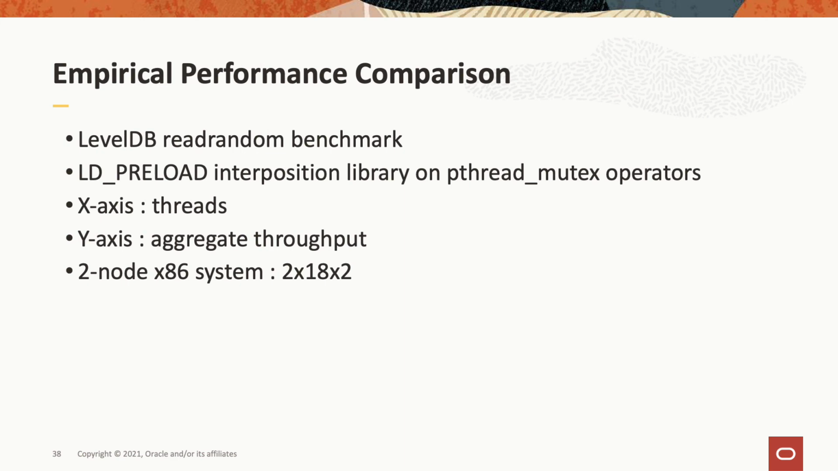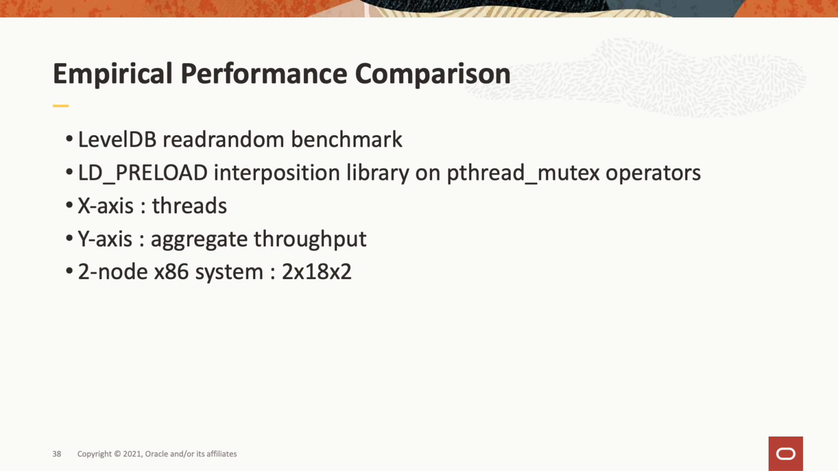We'll now show some performance results. We used the LevelDB read random benchmark, which tests the scalability of random reads against a database. All our locks were implemented in an LD_PRELOAD interposition library. This allows us to change the lock implementation without changing the application proper. And the application uses the standard POSIX pthread mutex API.